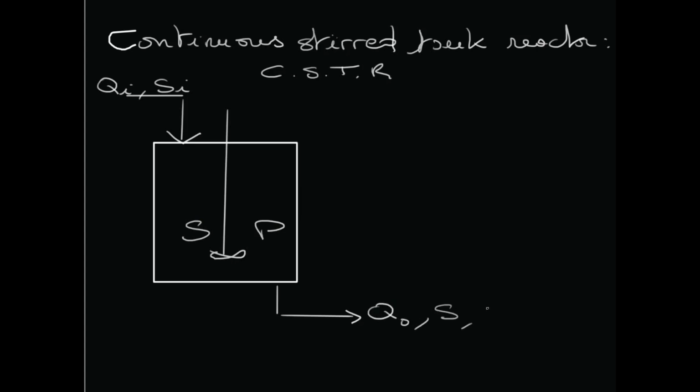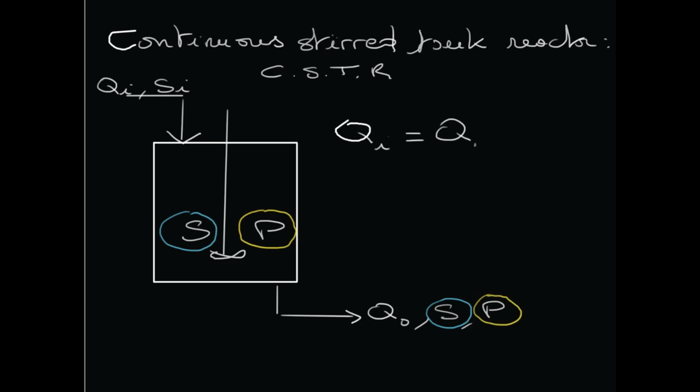QO is the output flow. S and P, the concentrations in the output flow, are the same as the concentrations inside of the reactor. I represent here S and P inside of the reactor and in the output flow. QI and QO are the same, so we will call it Q. They are constant. V is constant because the flows are constant, so the volume is constant.